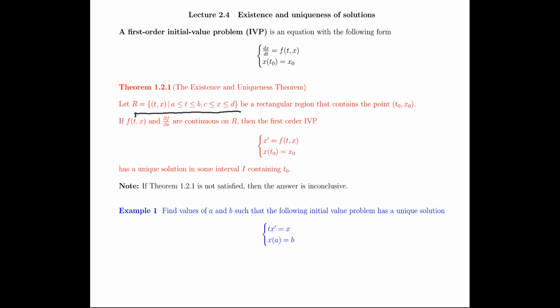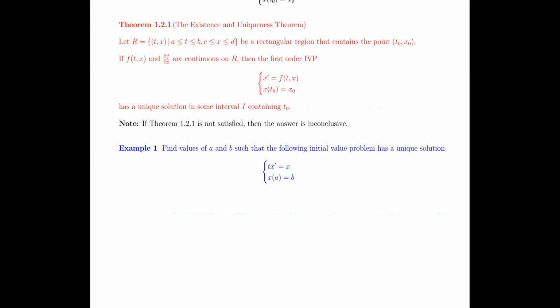Make a quick note that if Theorem 1.2.1, so if this theorem that we just talked about, is not satisfied, then we'll just say that the answer is inconclusive, or in other words, that the theorem doesn't actually give us any information. It may turn out that if those conditions don't occur, it's possible that we will still have a solution, but it may not be unique. There may be several solutions to the initial value problem. So let's go ahead and take a look at this by doing a few examples.